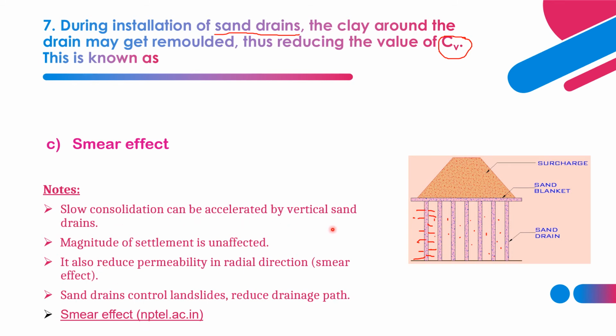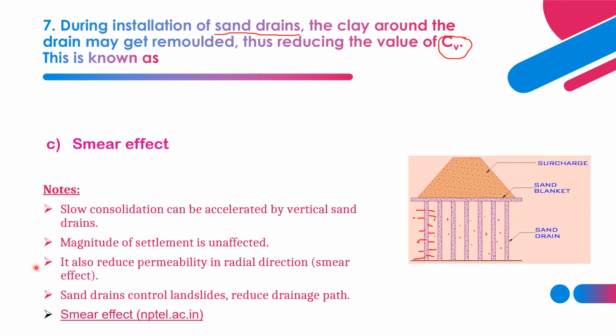Slow consolidation can be accelerated by vertical sand drains. So whenever the consolidation process has to get faster, we can use sand drains. But the magnitude of settlement is unaffected. If a soil has some compression index and has a depth of around say 3 meter or 4 meter, and effective stress of some value and difference in effective stress of some value, then SF will be the same whether we use vertical sand drains or not. So that's why they have given magnitude of settlement is unaffected. Only the rate of settlement gets faster by using sand drains.